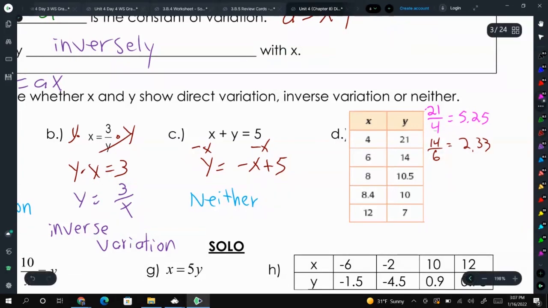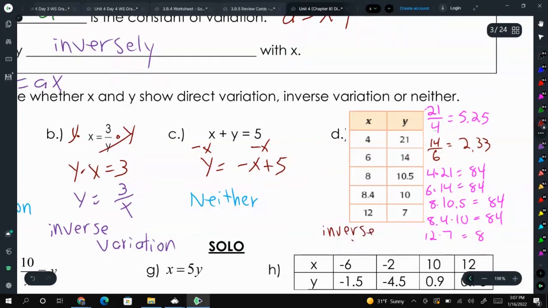So now let's check for inverse. 4 times 21 is 84. 6 times 14 is 84. 8 times 10.5 is 84. 8.4 times 10 is 84. And 12 times 7 is 84. So since all of these are equal to 84, the same number, this is inverse variation. If even just one of those was not the same, then we could not say that this was inverse variation.